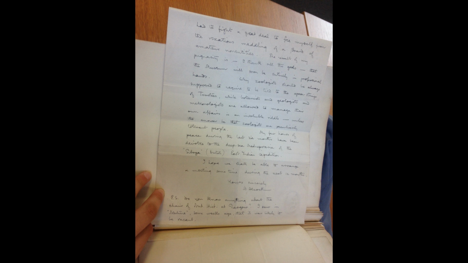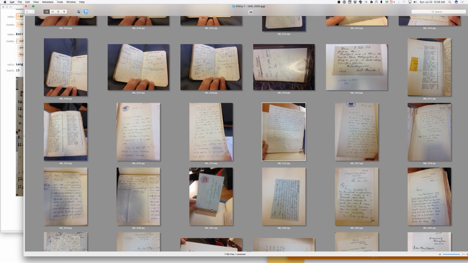My few hours of peace during the last 6 months have been devoted to the deep-sea Madreporium of the Siboga Dutch East Indian expedition. I hope we shall be able to arrange a meeting sometime during the next 12 months. Do you know anything about the Chair of Natural History at Glasgow? I saw in Nature some weeks ago. Gosh, they had ads for jobs in Nature back then, 117 years ago. So this person was thinking of applying for a job there, I guess.